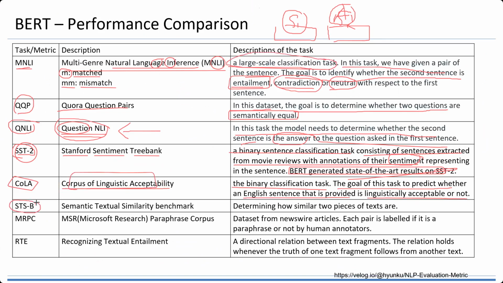There is also another task, we call it STS-B. This is the Semantic Textual Similarity Benchmark. So we want to know how similar two pieces of text are.